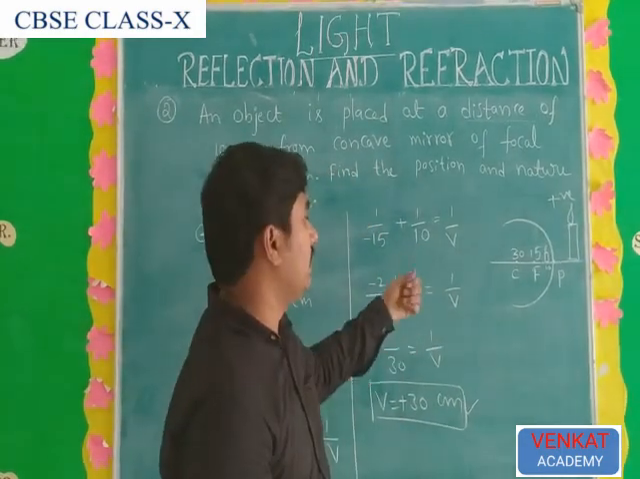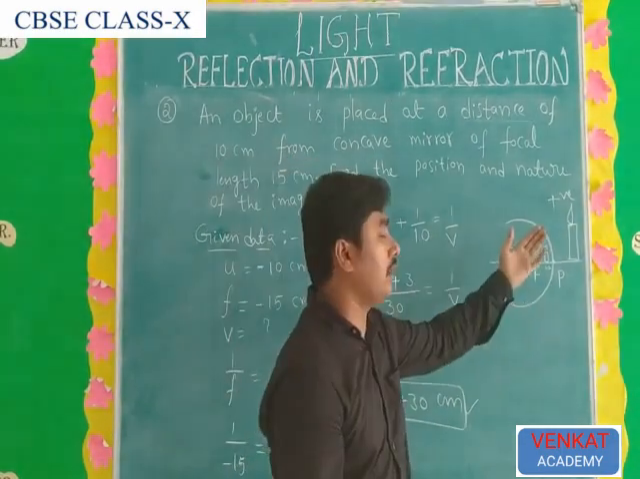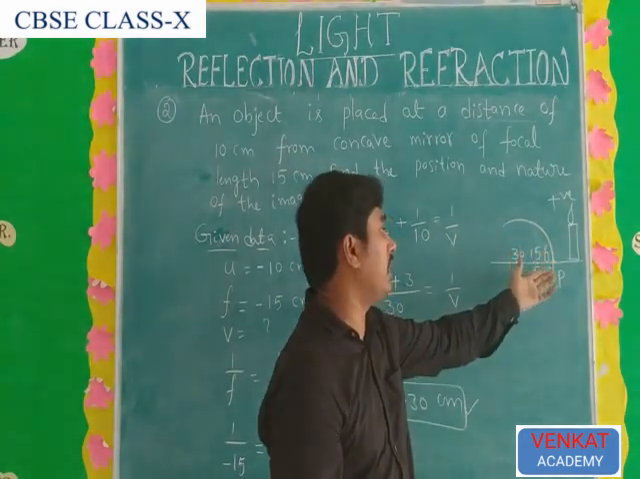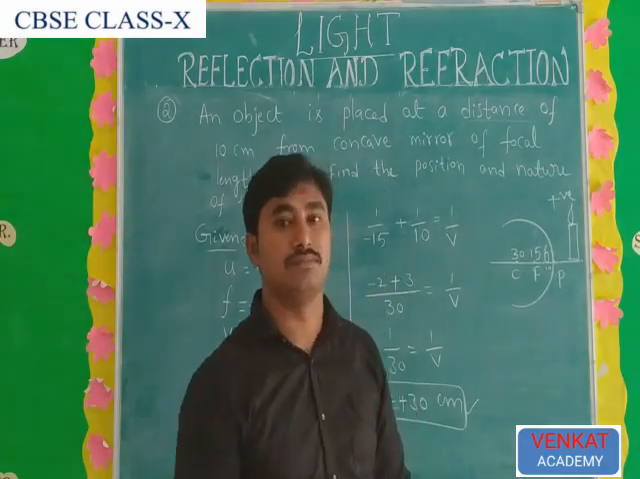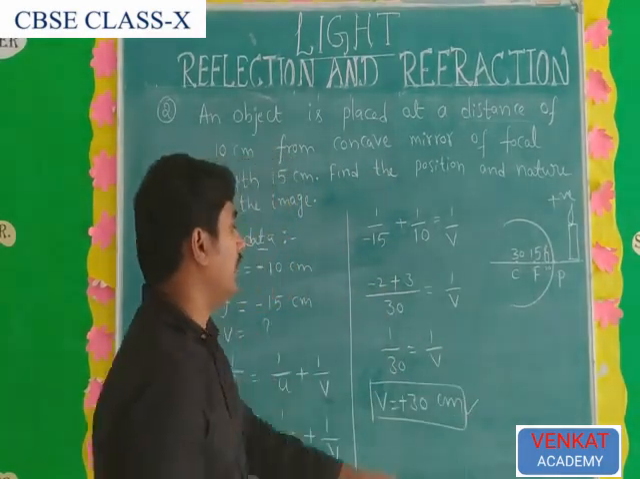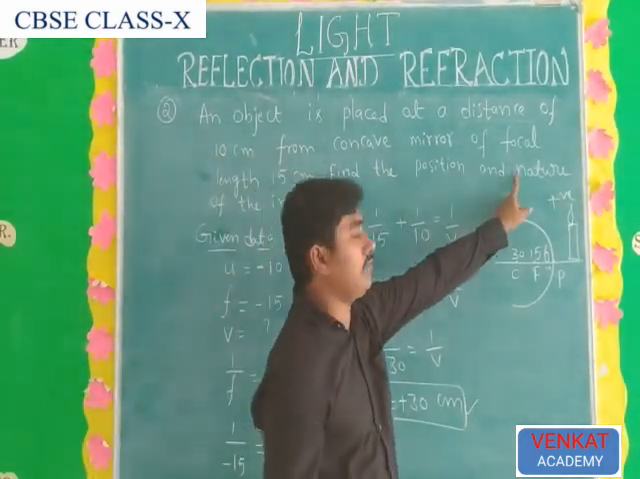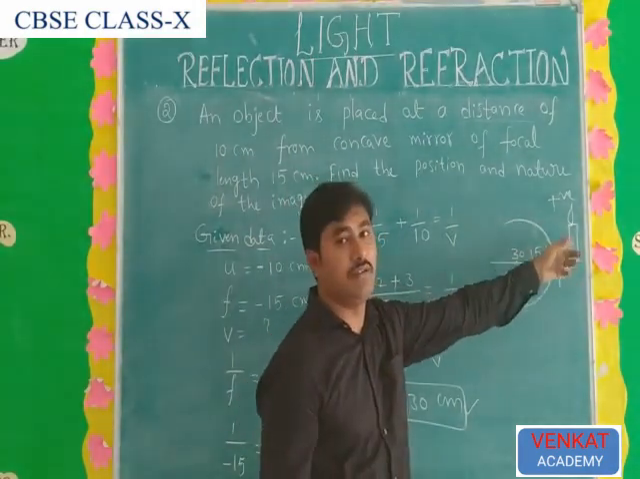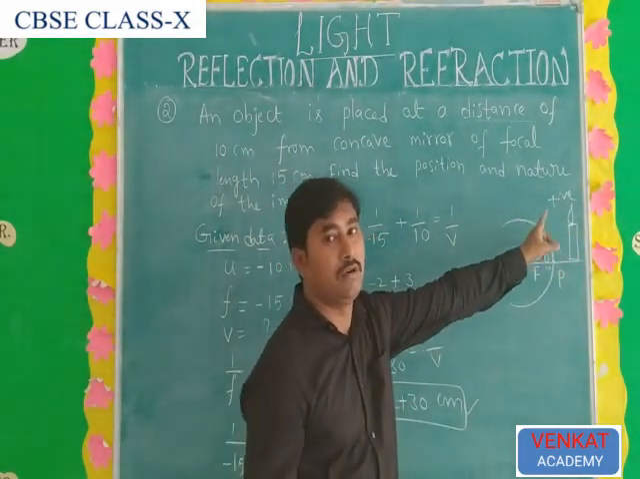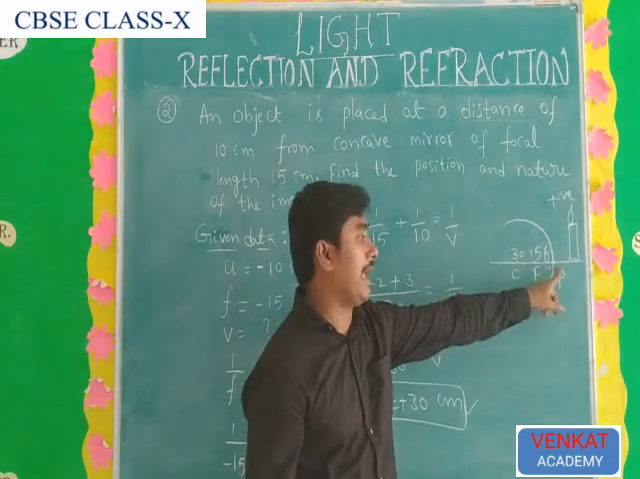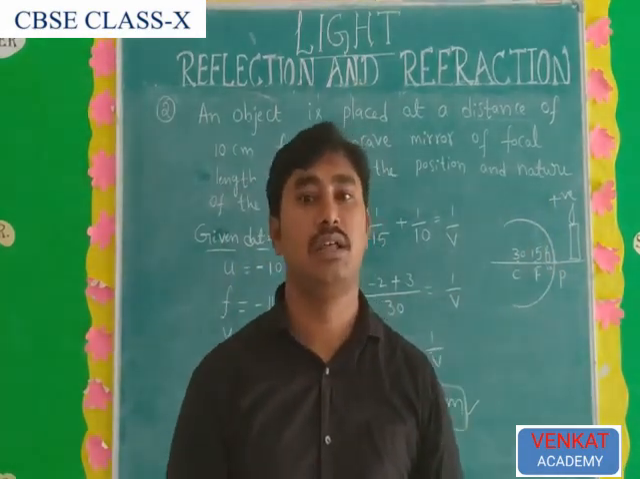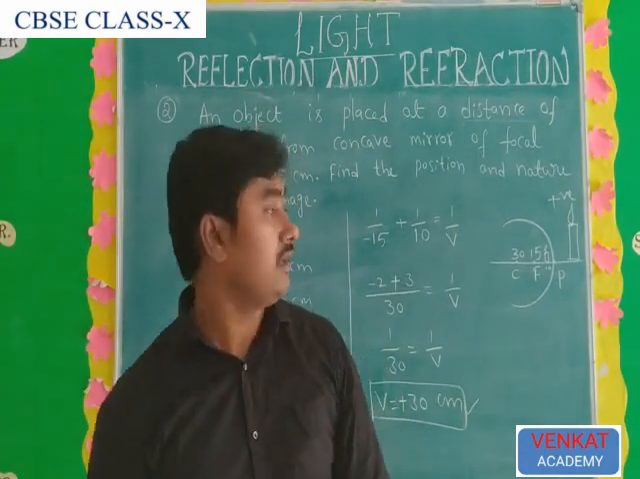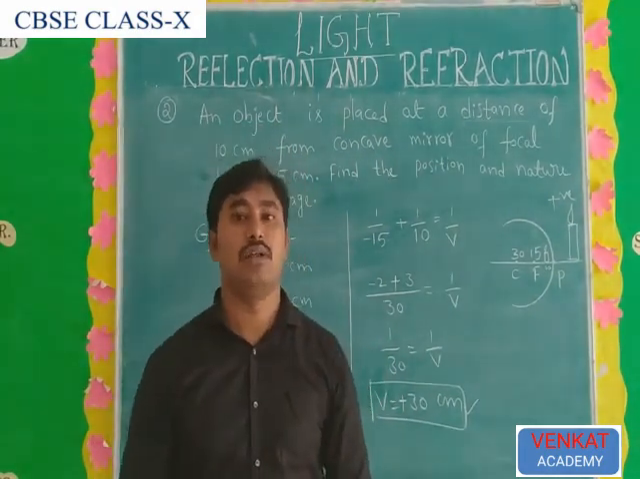Simply, they are asking how to find the image position. Sometimes they will give the focal length and image distance and ask you to find the object position. Then what about the nature of the image? You know very well: virtual, erect and magnified, and the image is formed behind the mirror. Understand, students? So that is the second problem. Next, we have to discuss the third problem.